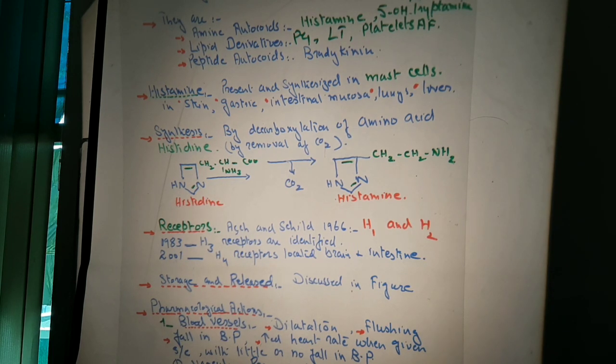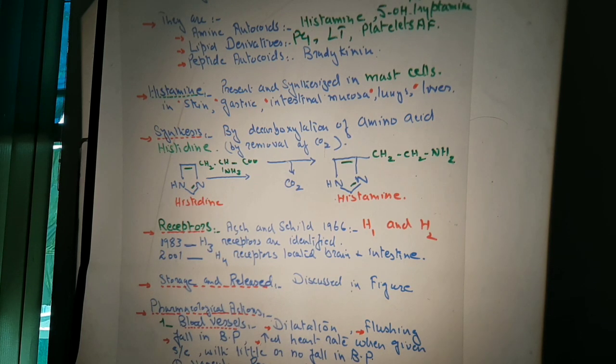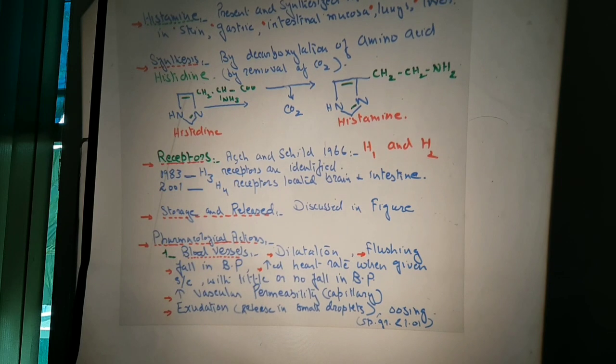Now how can this histamine be synthesized? Histamine can be synthesized from histidine. Histidine is an amino acid. You know that we have studied in detail all the amino acids, their metabolism, their structure, their function in the body. So here I just want to inform you that histidine is the precursor of histamine. Here you can see how the histamine is formed. Histamine is formed by the process of decarboxylation of histidine.